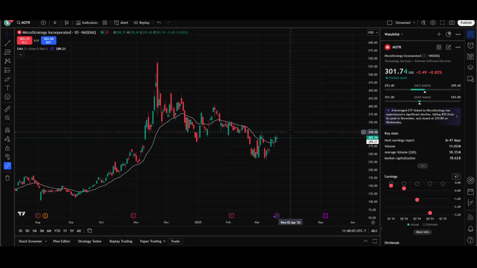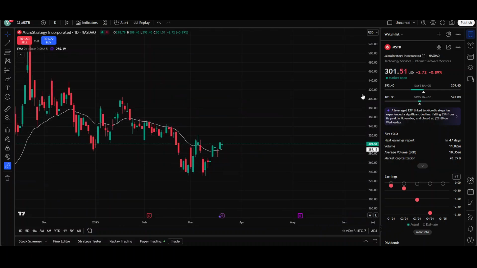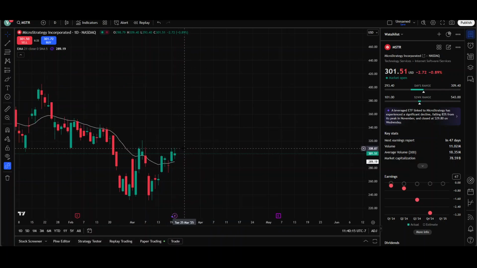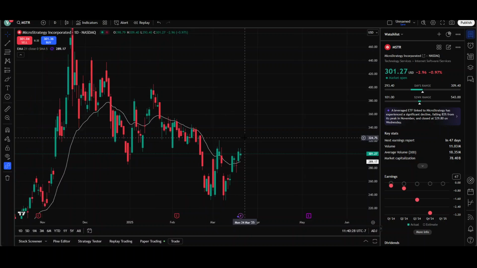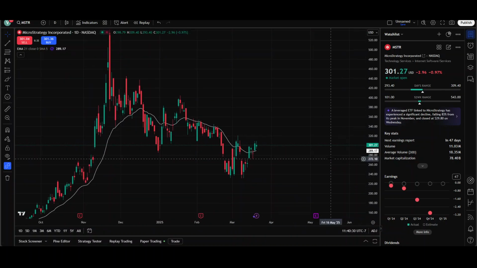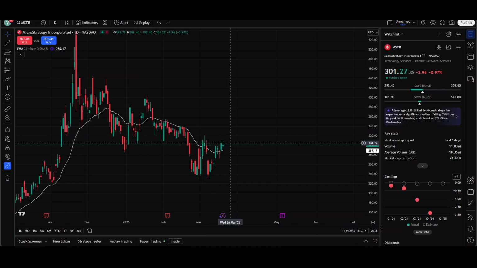So let's take a look at MicroStrategy, or Strategy, daily chart. As you can see here, price is slightly down from yesterday's opening. We did trade up towards the 309, then we traded down to the 293, and now we're staying at the midline, or the middle of the candle, right at the $300 level. Still have about an hour to an hour and a half left in the market. So we'll see how this closes, but I don't think anything drastic is going to change.